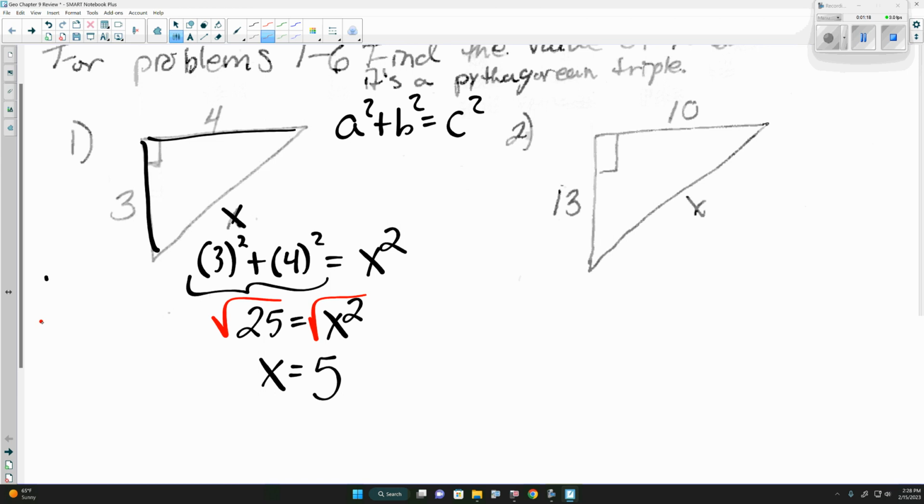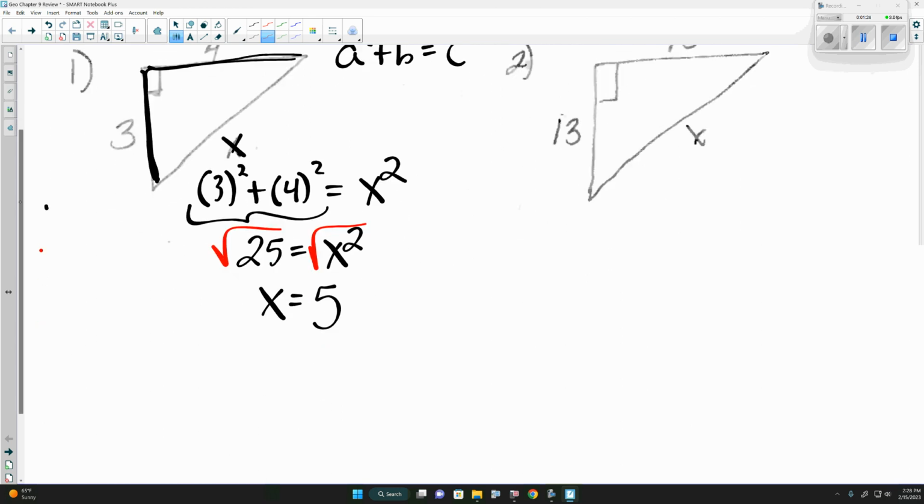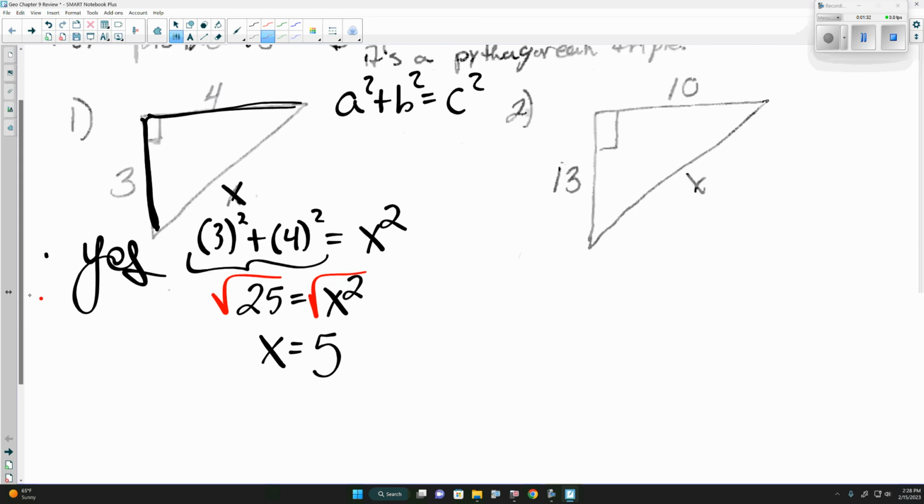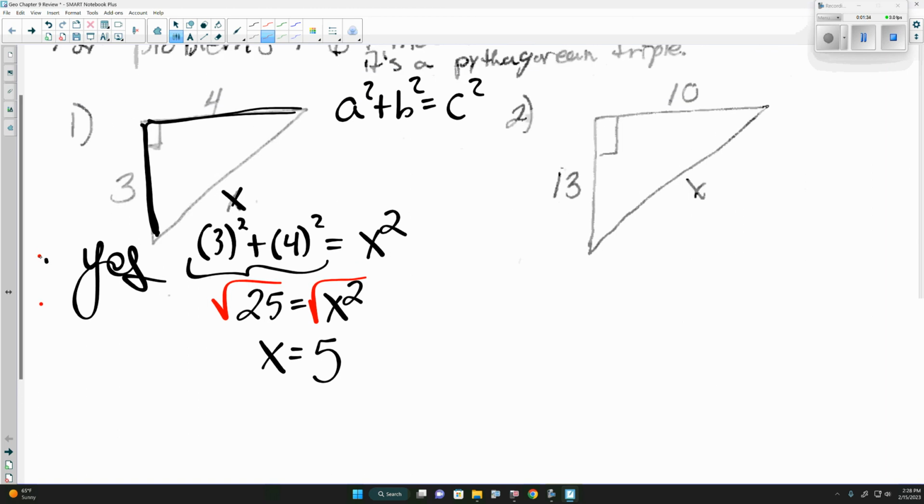Now we consider a Pythagorean triple if all three side lengths are integers. Do not have a decimal, and since this is 5, this would be yes, this is a Pythagorean triple. So no matter what, if it's a full integer, it is a Pythagorean triple. If it's a decimal, it is not. Any other questions on 1 or 2? Or any questions on 1 and 2?